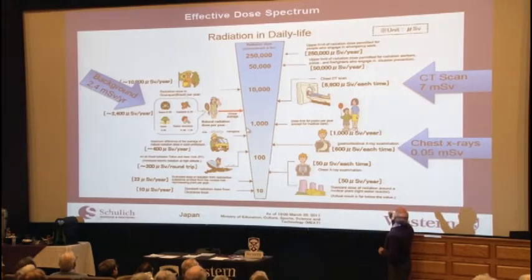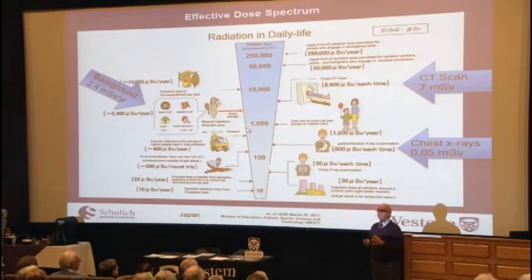Now let's go to something else. If we look at a CT scan here, that's somewhere in this range, and that's about 7 millisieverts per scan. So that's about 3 times background radiation that you get in one shot when you have a CT scan.